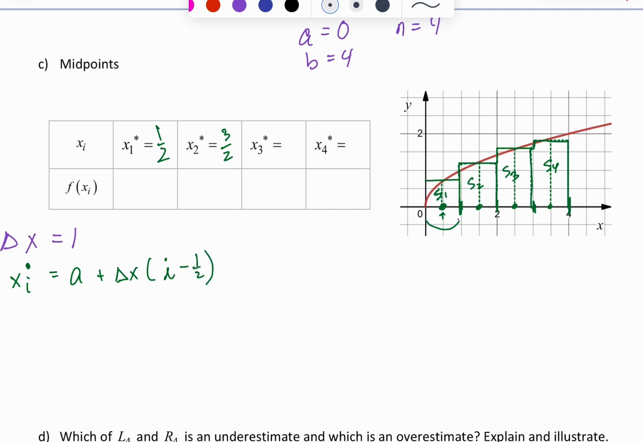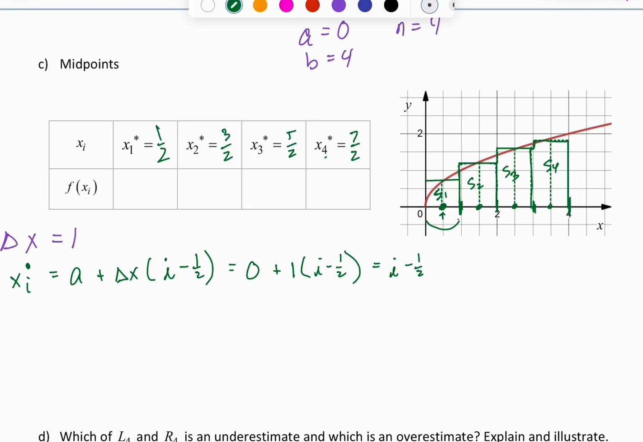So that first xi becomes 1/2. The second one becomes 3/2. Now remember, a is 0, and delta x is 1. So that's i minus 1/2. So when i is 3, i minus 1/2 is 2.5, or 5/2. When i is 4, our xi is 4 minus 1/2, which is 3.5 or 7/2.